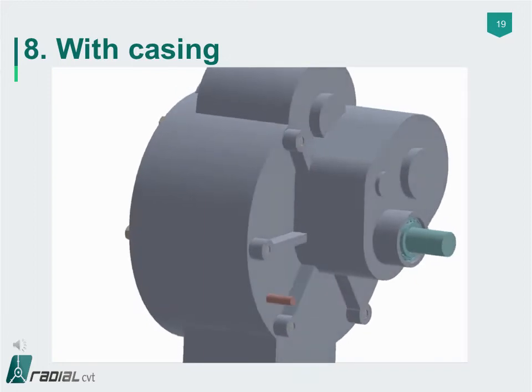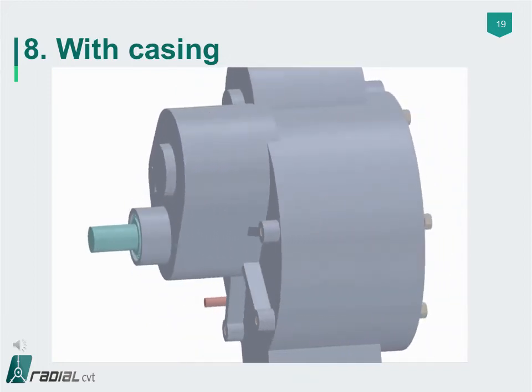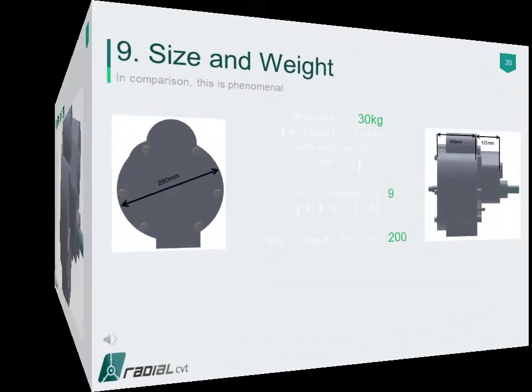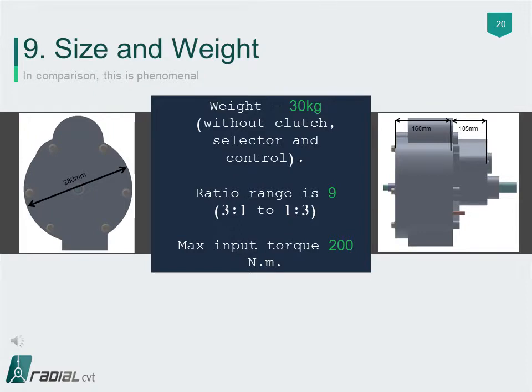This slide represents the Gen II multi-mode radial CVT in a suitable casing that can be realized in 3 pieces. In order to emphasize the compactness and power density of the Gen II multi-mode radial CVT, the following are the parameters for an inline transmission configuration with ratio range of 9 and input torque of 200 Newton meters. The diameter is 280 millimeters, while the variator is 160 millimeters wide and the multi-mode selector is 105 millimeters wide, thus a total width of 265 millimeters.